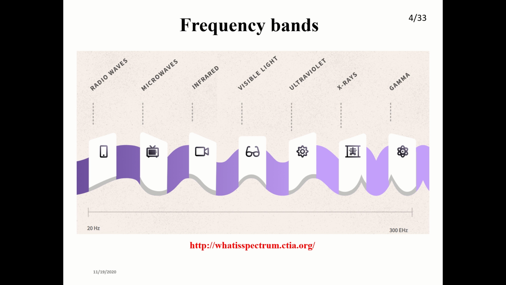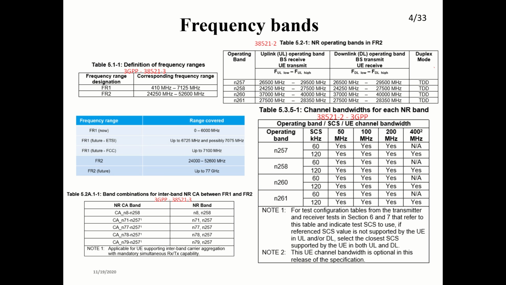Now comes radio waves and frequency bands. Frequency bands are categorized like this: radio waves, microwaves, infrared, visible light, ultraviolet, X-rays, and gammas. Please do visit this website, What is Spectrum, at ctia.org. It's openly available, and these bands are very nicely presented. We are working in microwaves.